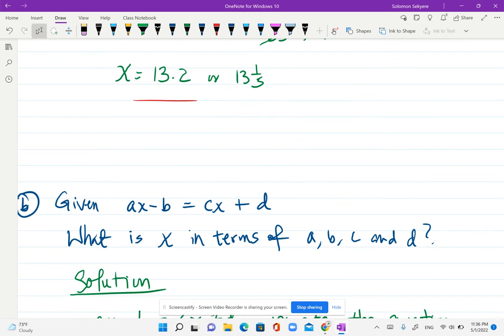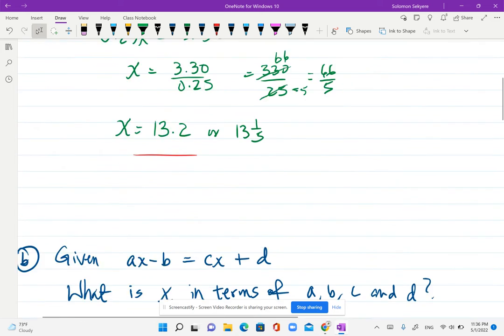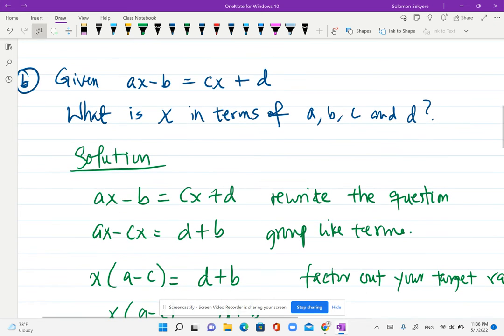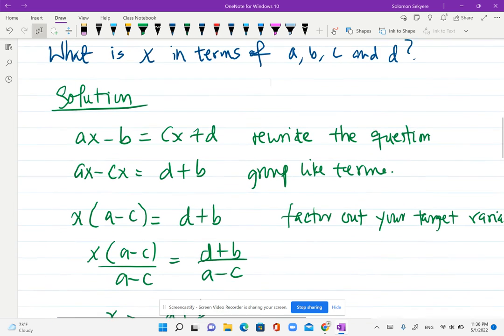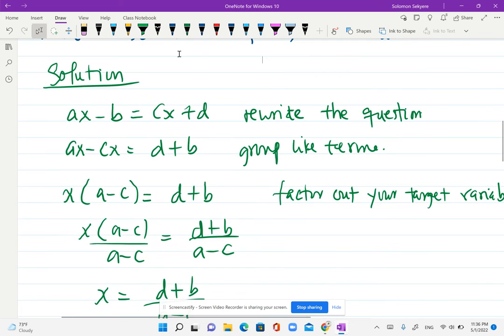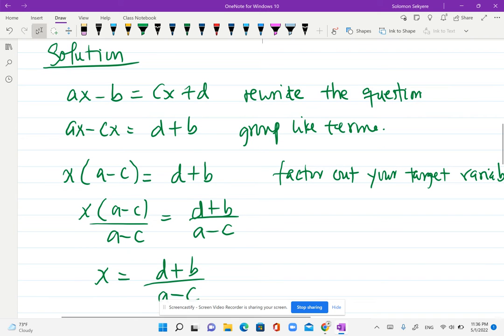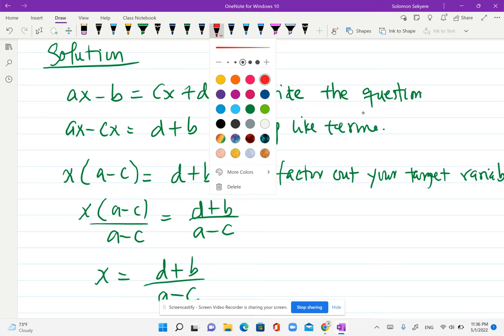Okay, the second part here has similar reasoning, but instead of numbers, we've been given letters: ax minus b equals cx plus d, but the same, similar reasoning here. So you rewrite the equation, and then you're going to group like terms. So first of all, mark your target variable. You want to solve for x in terms of everything, right?